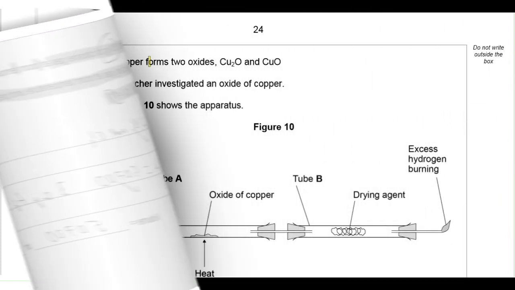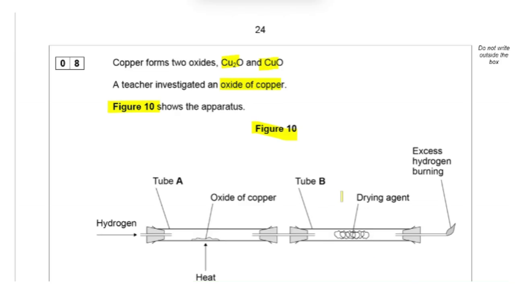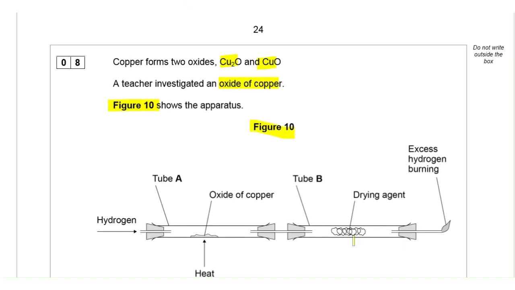Question 8. Copper forms 2 oxides, Cu2O and CuO. A teacher investigated an oxide of copper. Figure 10 shows the apparatus, and here's figure 10. You've got these 2 glass tubes joined by a thin tube, and you've got tube A where you've got some hydrogen going through some oxide of copper, which is heated. Then into tube B there's some drying agent, and at the end excess hydrogen burning. This is the method used.